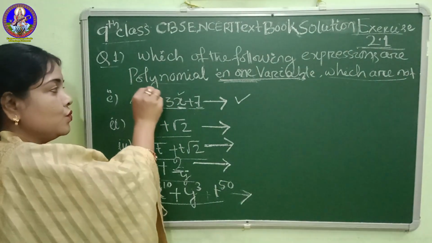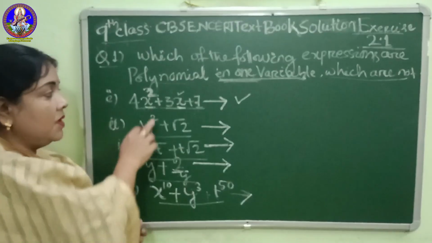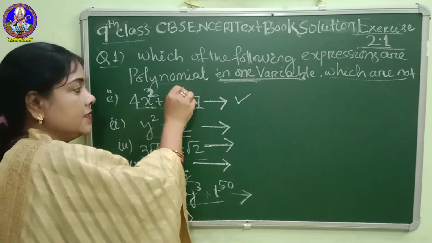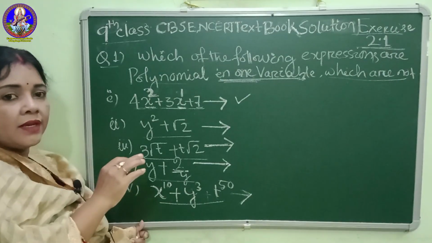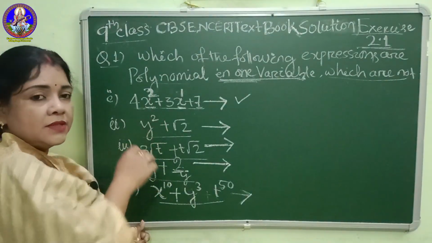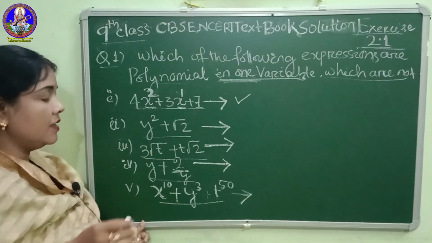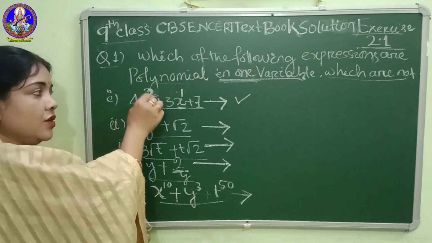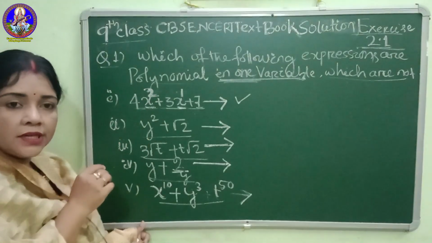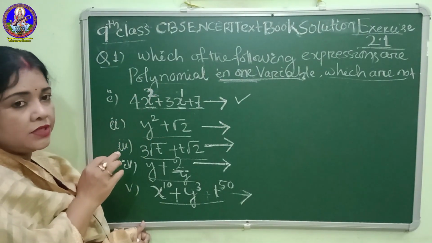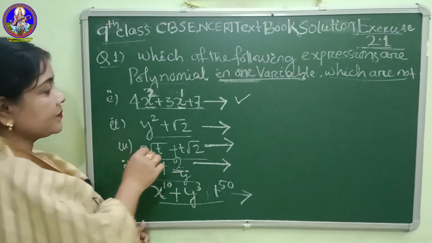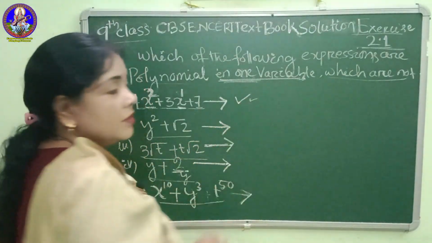Non-negative numbers means, here the power is 2, which is positive, and here the power is 1. So it also satisfies one of the properties of a polynomial, because x contains only exponents that are positive numbers. Similarly, it comes under polynomial.